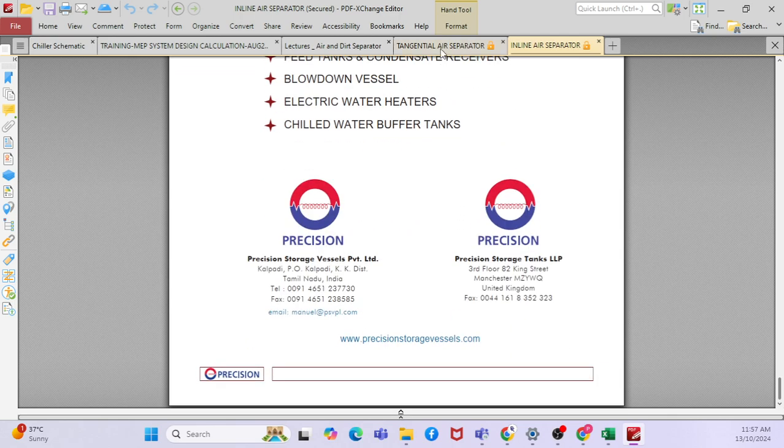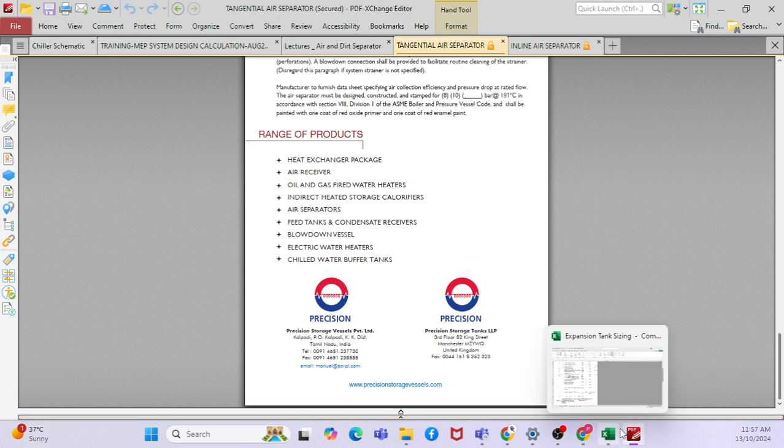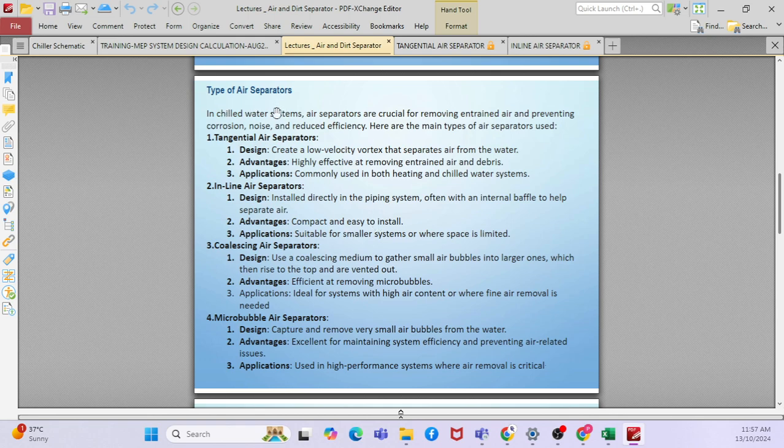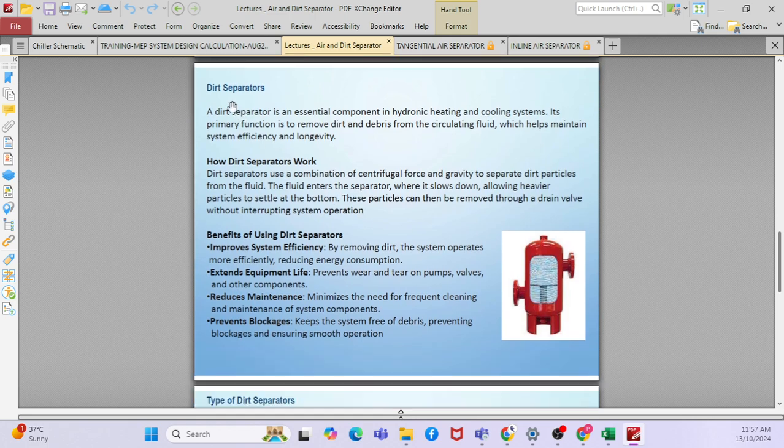Is there any doubt regarding air separator and dirt separator? I have a complete lecture given here. Types of air separator: tangential and inline type. Similarly, if you go to dirt separator, it serves the same purpose. This is the dirt separator. It will separate whatever dirt particles are in the fluid, the same as the air separator.